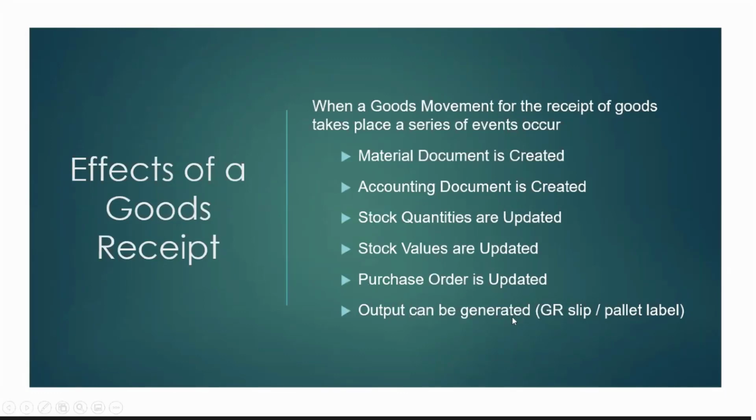Output can be generated. You can generate some outputs like goods receipt slips, like you can print the goods receipt, and also you can print a pallet label. If you put the goods on the pallet, you can print it. Okay.